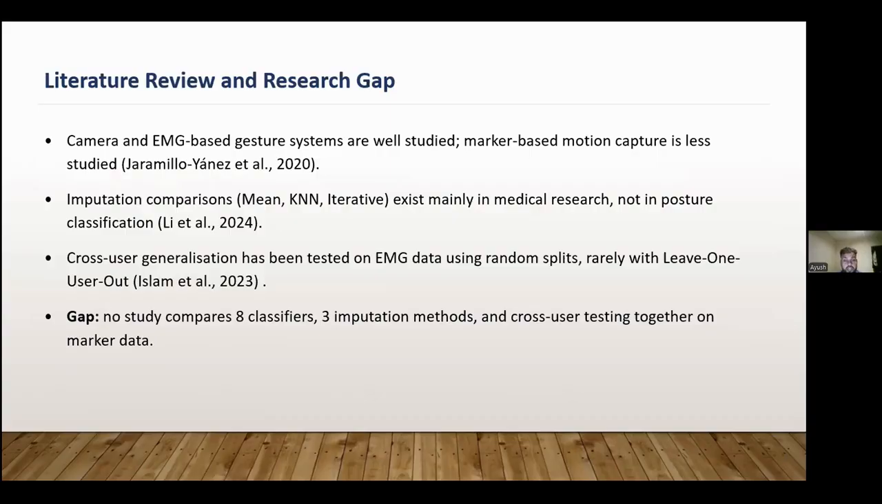So, literature review and research gap. Earlier studies looked at hand gestures using cameras or muscle sensors, but not much using marker-based motion capture. No one had compared eight different models, three ways of filling missing data, and cross-user testing altogether. So this is the gap, and this study fills it.